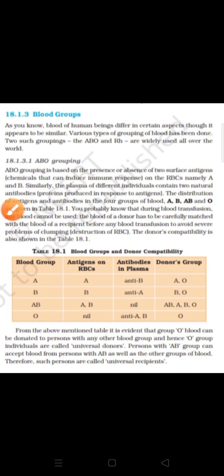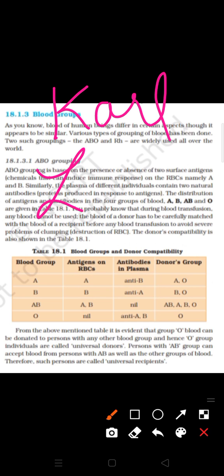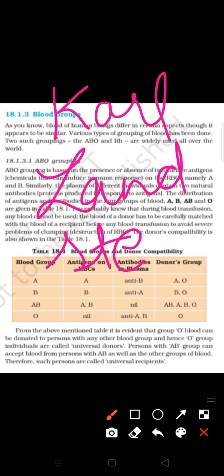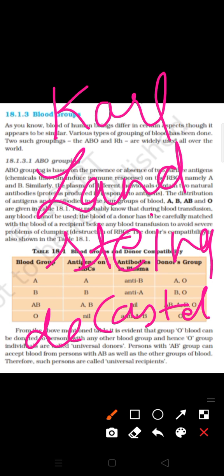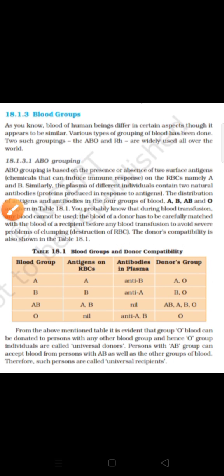The ABO blood group was first reported by Carl Landsteiner. But the AB blood group, especially, was reported by D. Castello and Sturli. So the AB blood group was reported by D. Castello and Sturli, but all the blood groups were first reported by Carl Landsteiner. Okay children, I hope that much is clear.